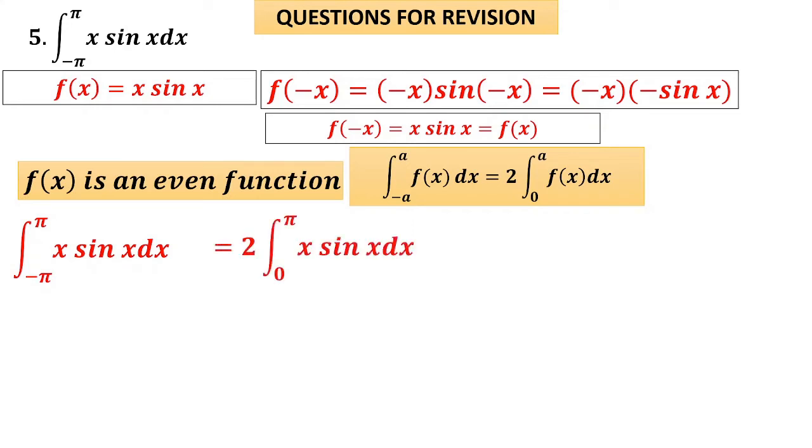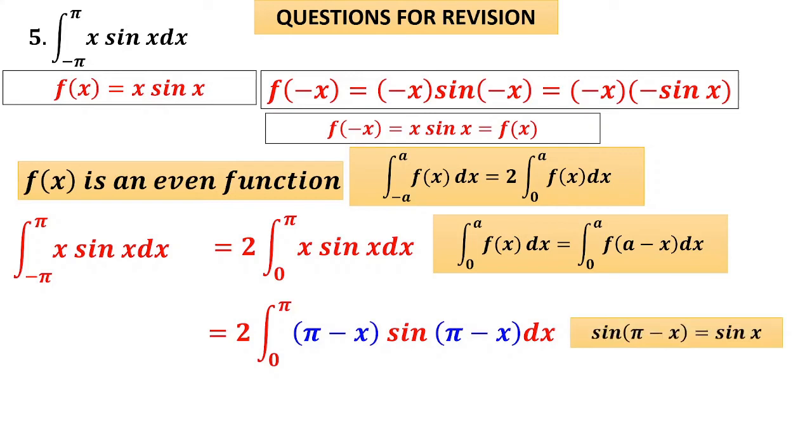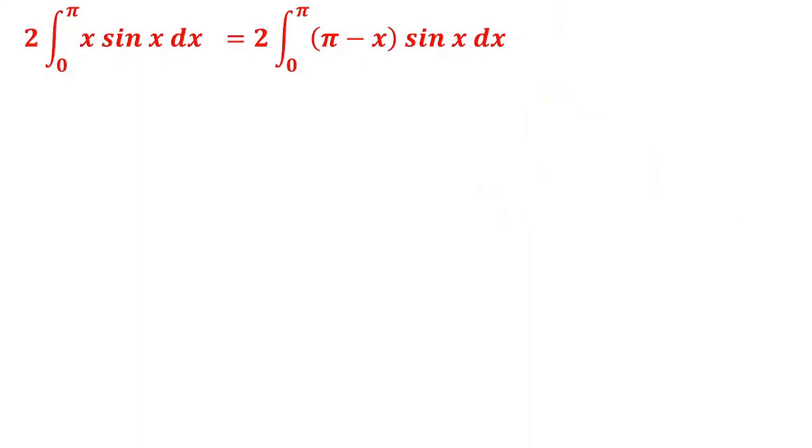Now let us go back to the previous property which we have seen in the earlier video. That is, if it is from 0 to a, we can replace x by a minus x in f of x. Let us do it now. Replace x by pi minus x. It will become pi minus x into sin of pi minus x. All of you know sin of pi minus x is sin x. Therefore, it is 2 times integral 0 to pi of pi minus x into sin x dx. We started with 2 into integral 0 to pi of x sin x dx, and we end up with 2 into integral 0 to pi of pi minus x into sin x dx.